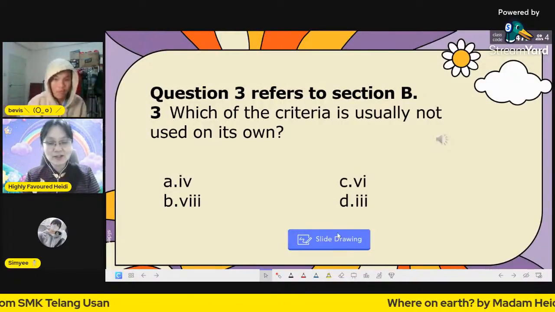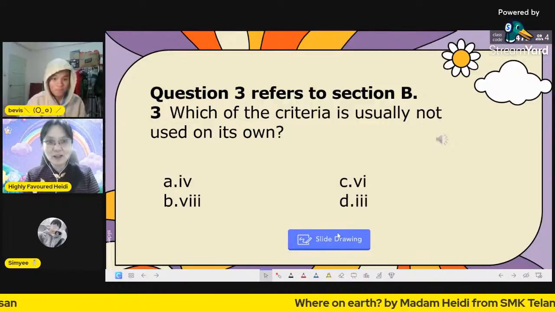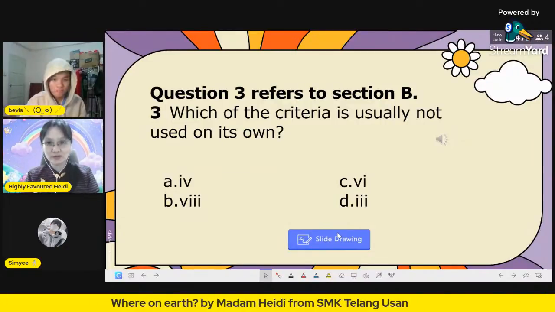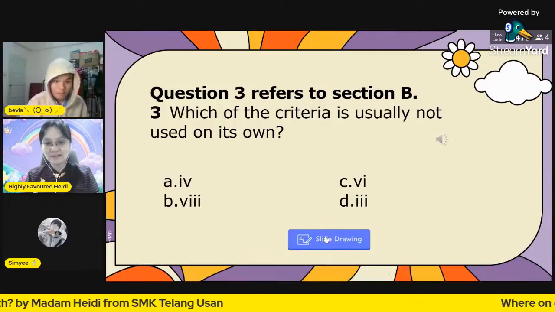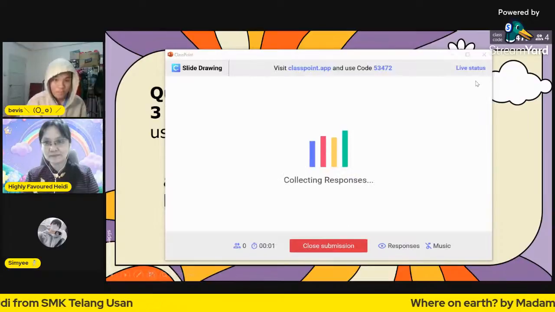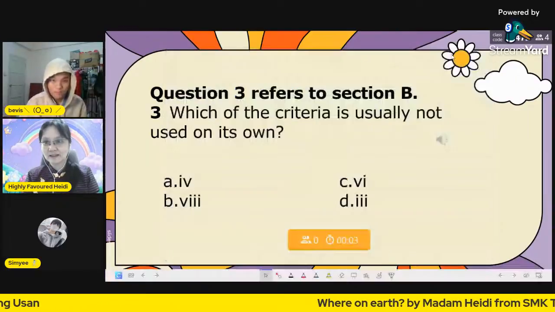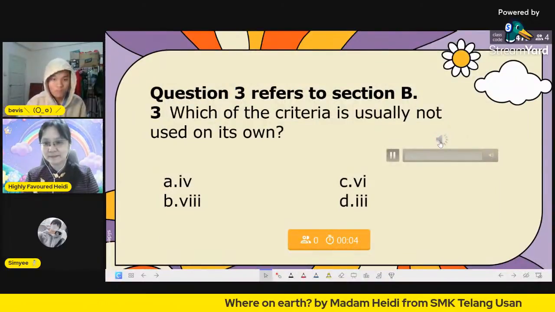Okay, question 3 refers to section B. Which of the criteria is usually not used on its own? Okay, which of the criteria? So you have to listen to the criteria. B.